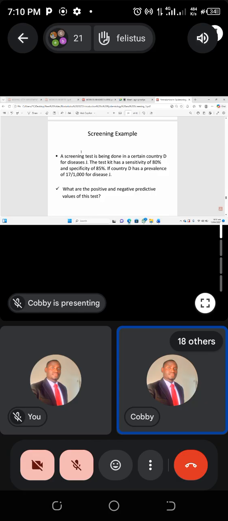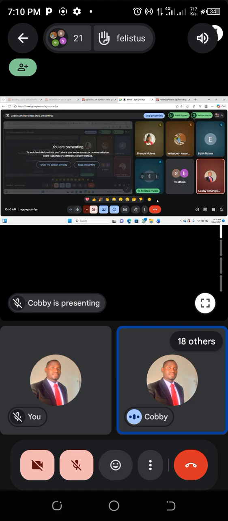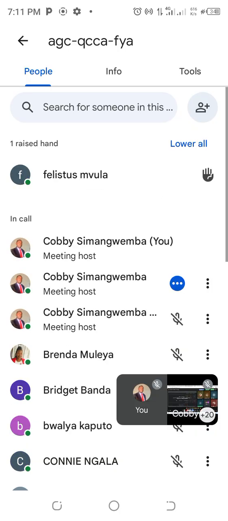Okay, what are the positive and the negative predictive value? Okay, so I'm going to show you one that I have worked. I'll share also the example. So let me just project this worked example so that we can follow nicely. Let me share also the worked example.